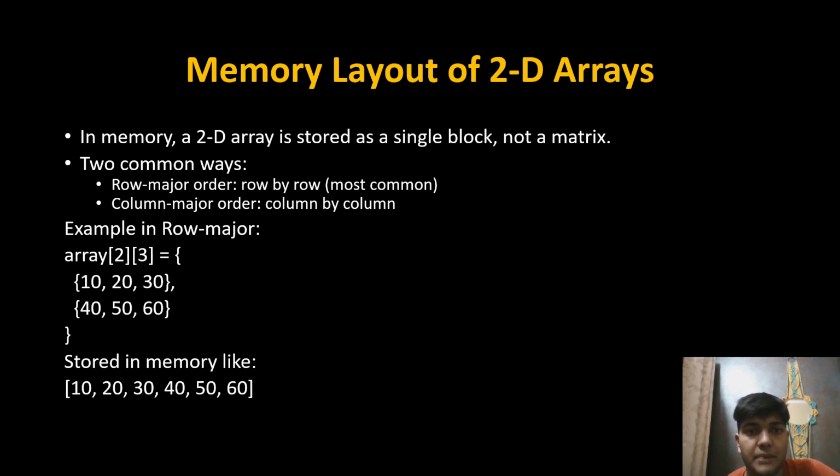Let's take this example. Array of row 2 and column 3. The first block contains 10, 20 and 30 and the second block contains 40, 50 and 60. In row major order, the memory stores it like this: 10, 20, 30, 40, 50. So even though we see rows and columns, the system sees it as a flat block of data.